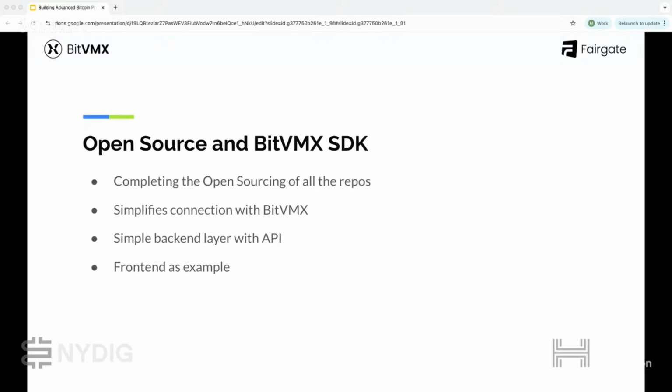We are open sourcing. We started open sourcing all the repositories some time ago, and we will end up open sourcing the rest next month. We are also creating an SDK. This SDK will help simplify the ability to create other applications on top. We'll be presenting this probably soon, and also with some front-end example to help you create an application on top.